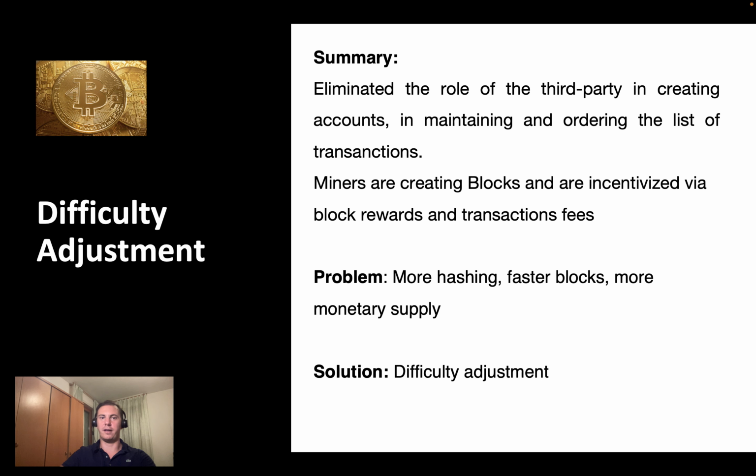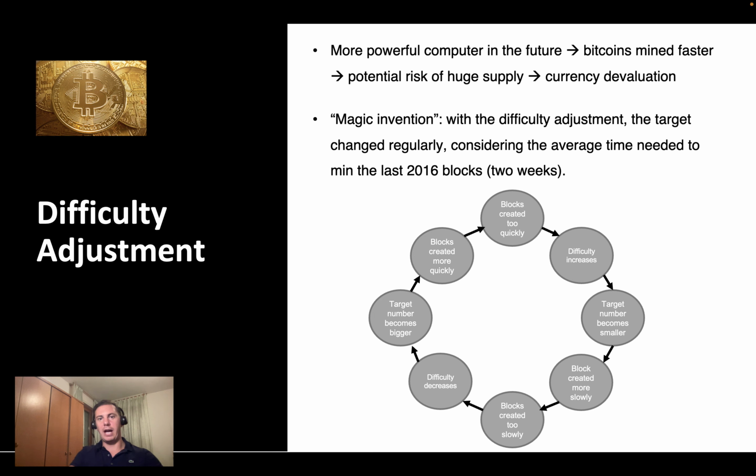Let's now look in more detail at the difficulty adjustment. In fact, thanks to the difficulty adjustment, every 2016 blocks, meaning every 2 weeks, the difficulty changes according to the average time spent to create the previous 2016 blocks. In case the average time to mine a block was higher than 10 minutes, the difficulty will decrease and the target number will increase. In case the average time to mine a block is lower than 10 minutes, the difficulty will increase and therefore the target number becomes smaller.